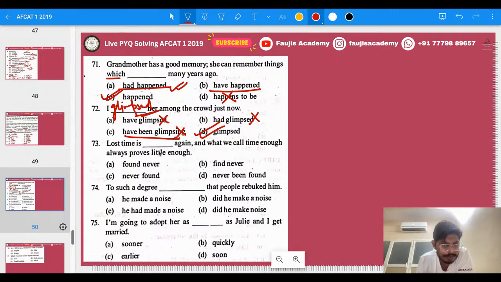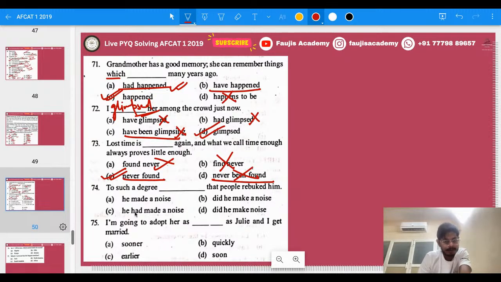Lost time is dash again. Find never again, found never again, never been found again. Lost time is never found again, right? This is the correct usage, not found never again. Lost time is found never again, nothing like that. Lost time is find never again, that's the wrong usage.